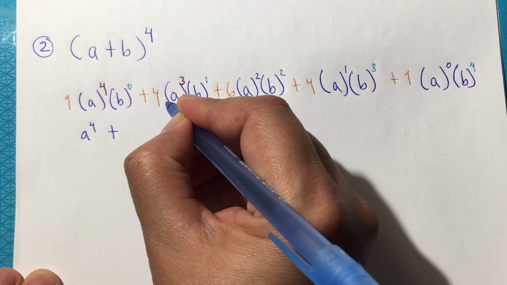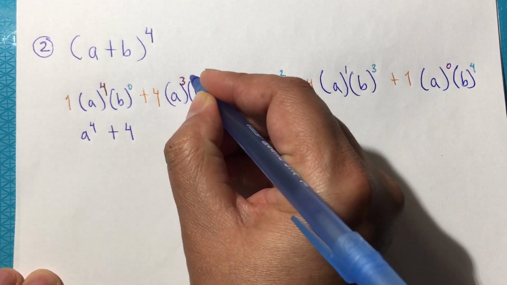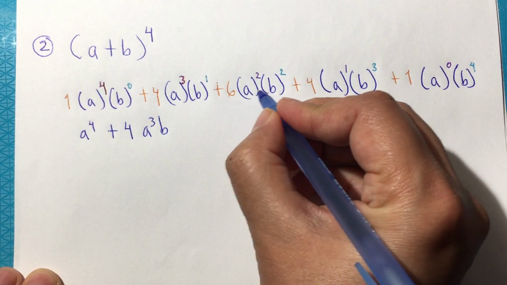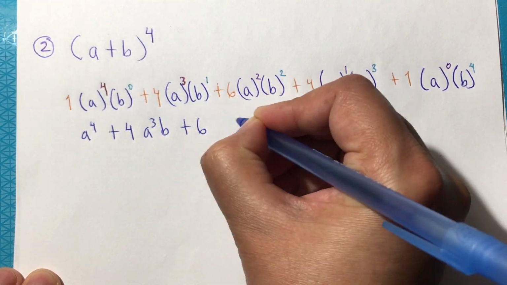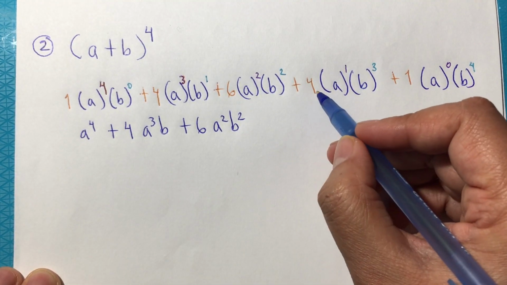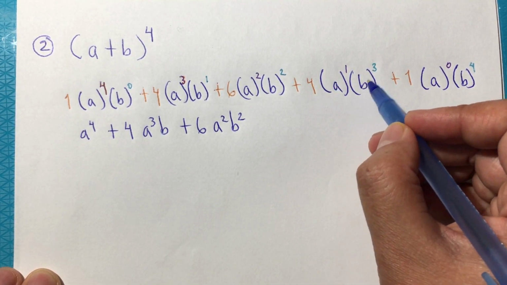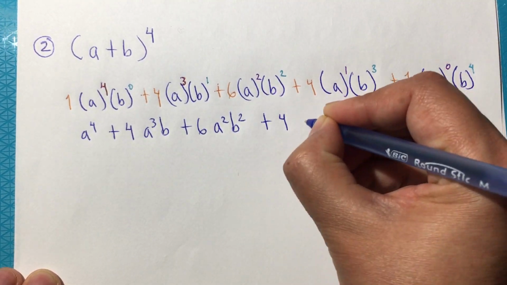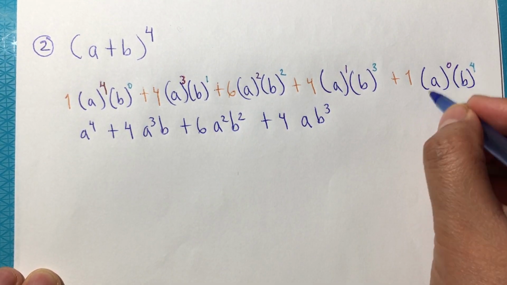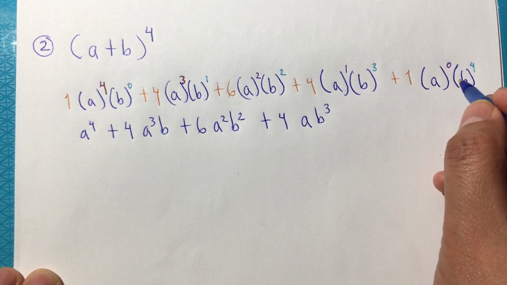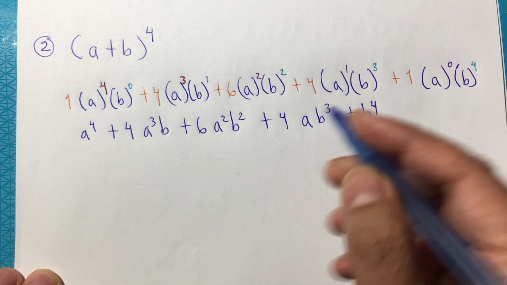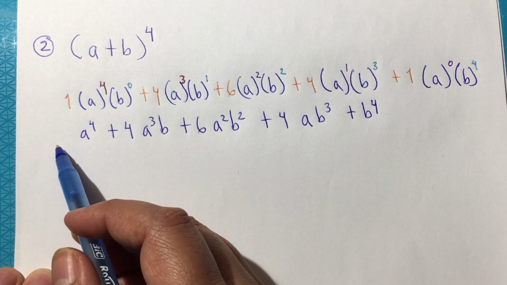And here we just have one number, so it's 4, a cubed times b. In here is going to be 6, a squared, b squared. And then in here we have 4ab cubed. And finally, this is 1. 1 times 1 is 1. Times b to the fourth power is just b to the fourth power. And so that's my answer.